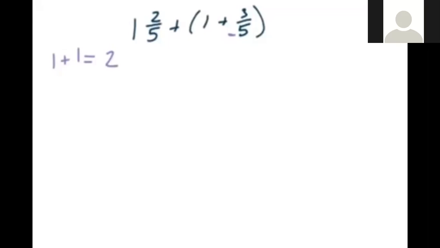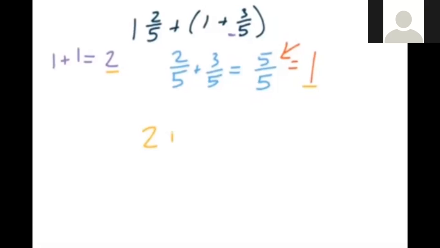Now I'm going to add my fractions. I have 2/5 plus 3/5. And when I add those together, I get 5/5. Now we're going to stop right here and look at 5/5. What's 5/5 equal to? Well, we know that 5/5 is equal to 1 whole. So now all I'm going to do is add those two whole numbers together. I have 2 and 1. 2 plus 1 is equal to 3. So the answer for number 3 in our book is 3.